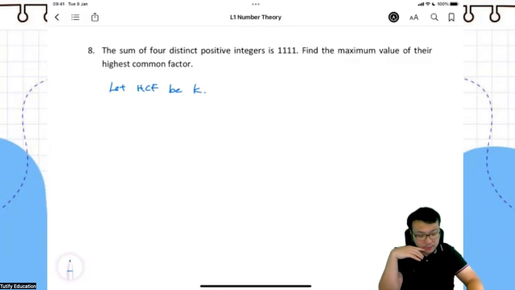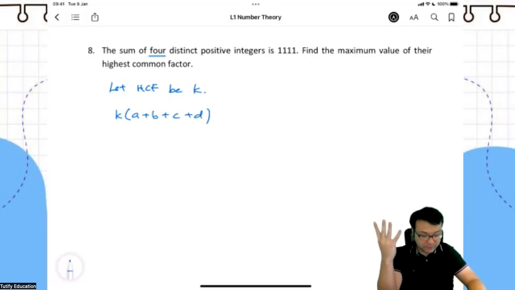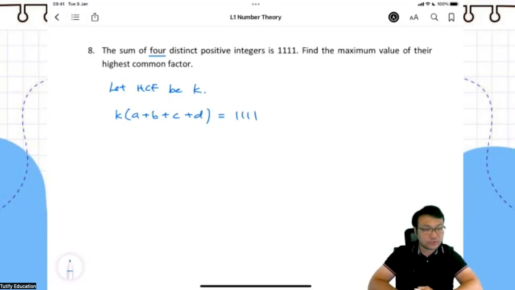So, given the same format that we have been using, we can say that if you take the highest common factor, there are 4 distinct integers now. So, Abby, what should I be writing inside the bracket? A plus B plus C plus D. Very good. Now I have 4 alphabets inside. And the sum equals to 1111.